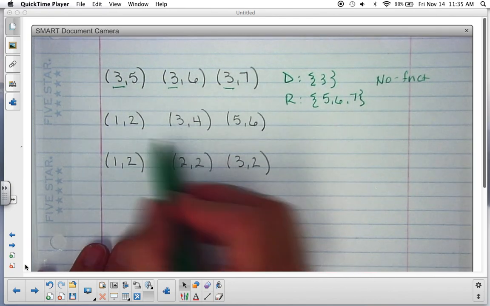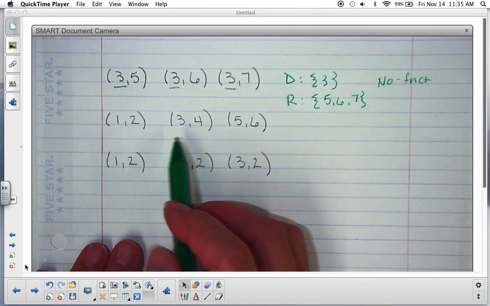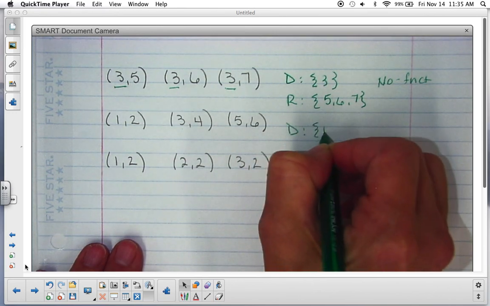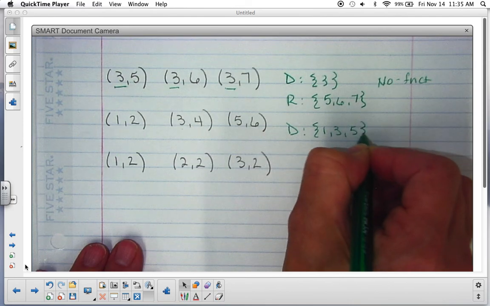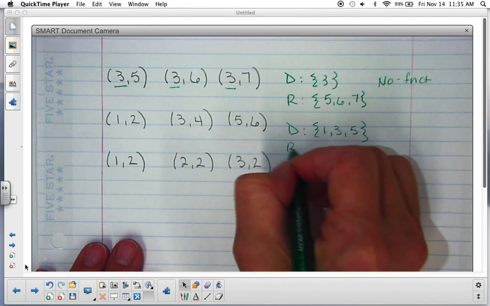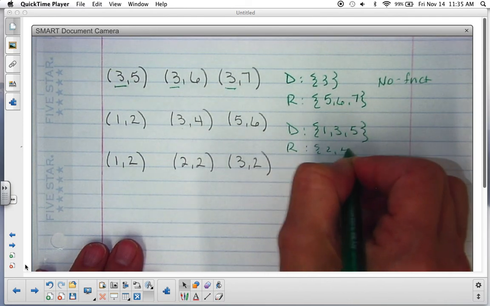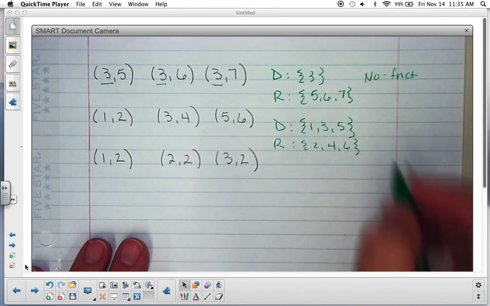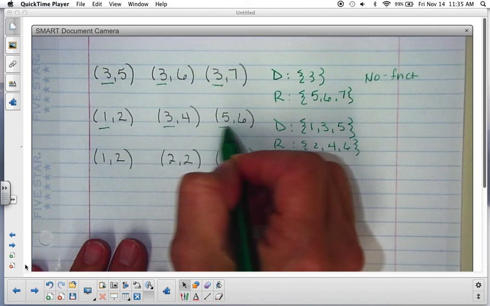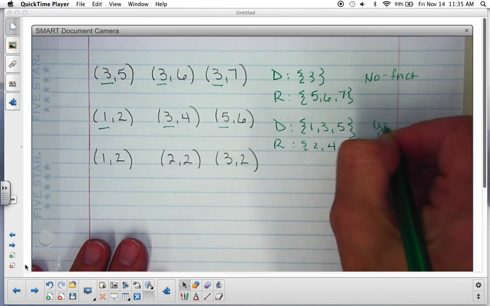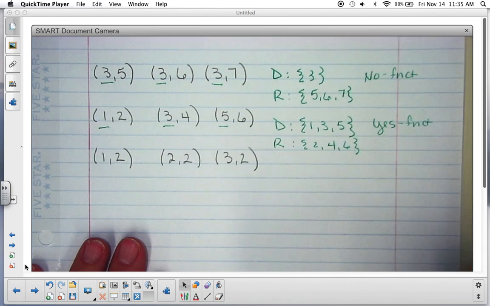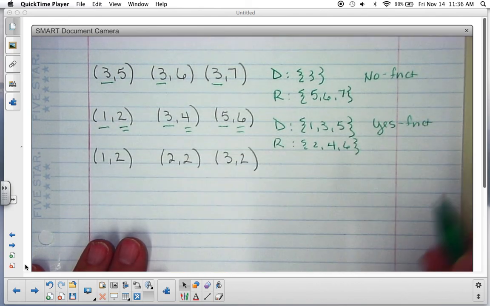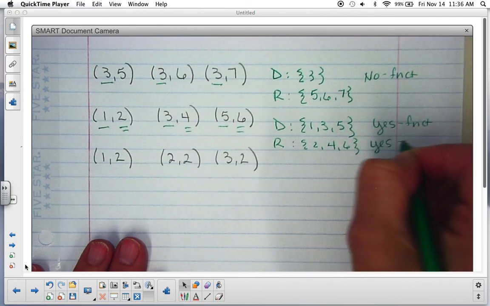All right, our second example here, our ordered pairs are (1, 2), (3, 4), (5, 6). So my domain, of course, will be 1, 3, 5. My range will be 2, 4, 6. The question, is it a function? You're looking at the x's. Are they all different? Yup. So the answer is yes, it is a function. The question about one-to-one, are all these y values different? Yes, they are. So it's also yes for one-to-one.